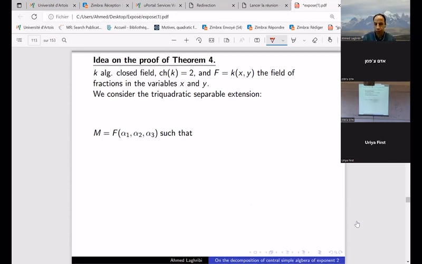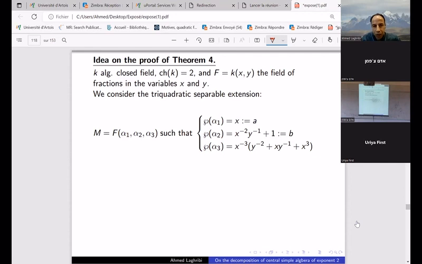Such that ℘(alpha_1) is X. And this element, for some reasons, I will call it a. And ℘(alpha_2) is this element that you see, and I will call it b. And ℘(alpha_3) is this element with variables that I will call it c. It is not difficult to prove that this extension is really of degree 8 over F.